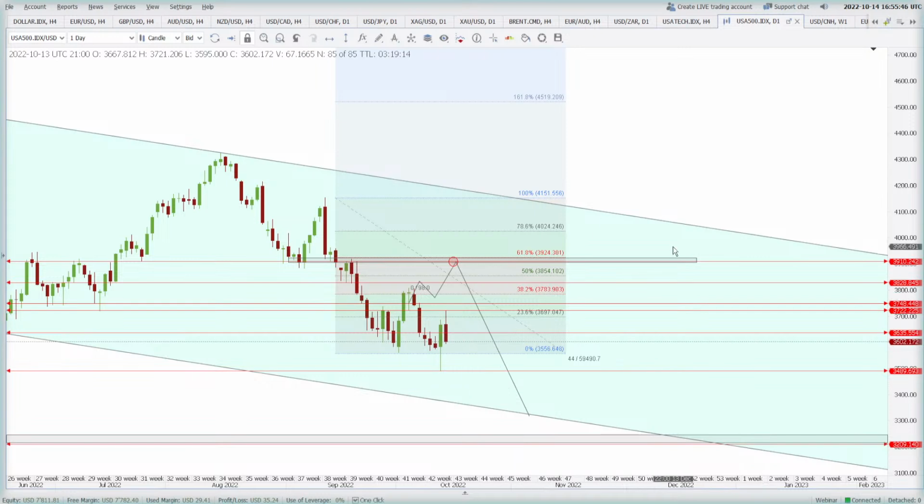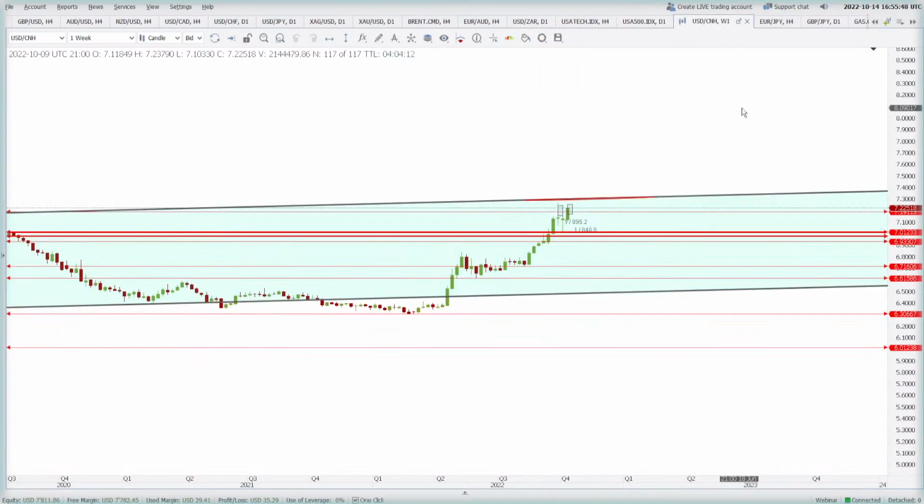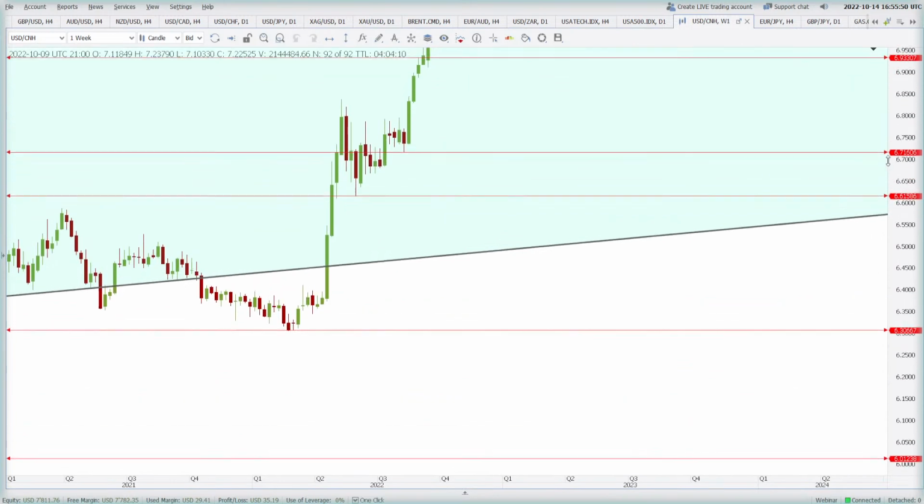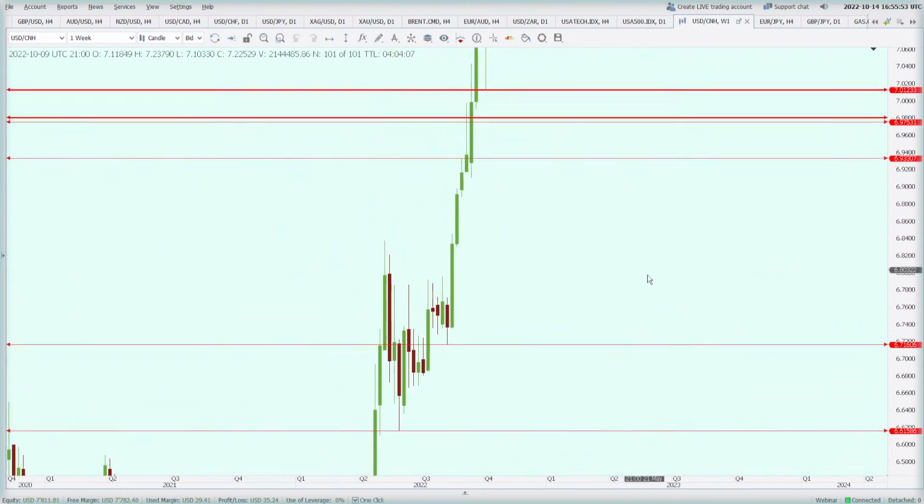US 500 on similar lines. Okay, Chinese yuan is looking a lot weaker.